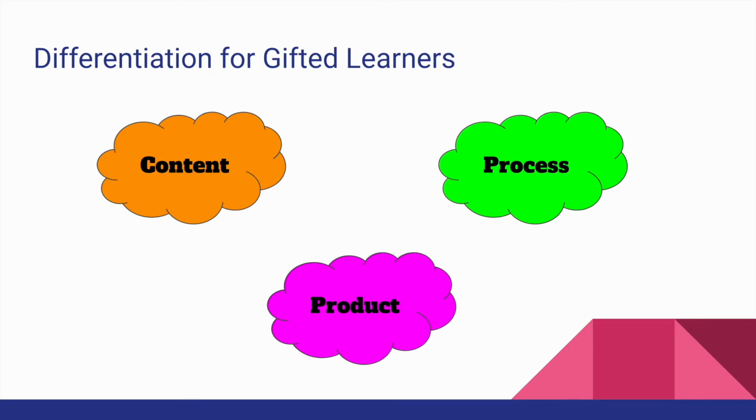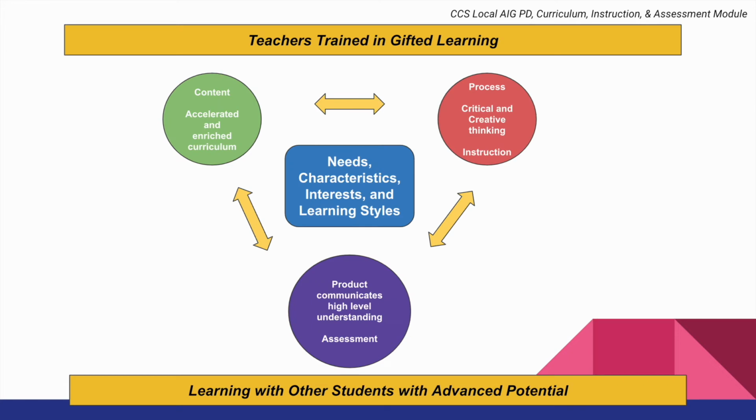We'll focus on 3 areas when discussing differentiation for gifted learners: content, product, and process. It is important that teachers of gifted learners have the in-depth training and knowledge of how to appropriately differentiate the learning experiences, specifically for those students with advanced learning needs.